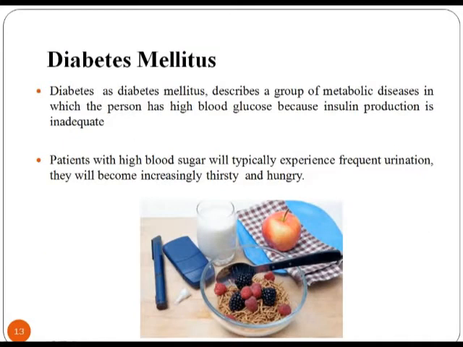Diabetes mellitus, also known simply as diabetes, is a group of metabolic diseases in which there is a high blood sugar level over a prolonged period. Diabetes mellitus describes a group of metabolic diseases in which the person has high blood glucose because insulin production is inadequate. Patients with high blood sugar will typically experience frequent urination, and they will become increasingly thirsty and hungry.